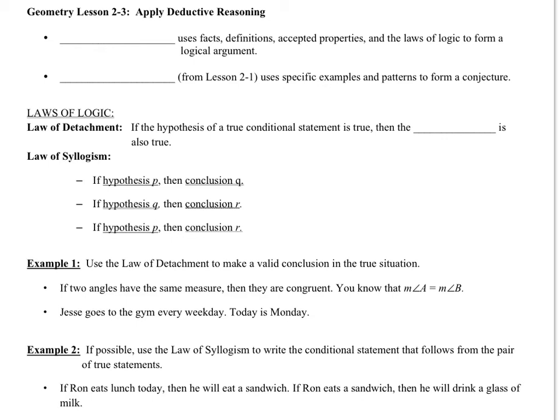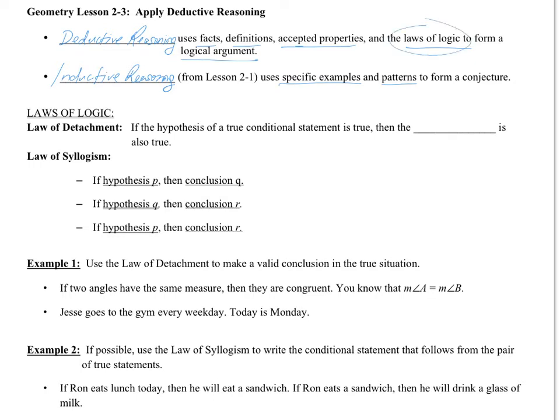2.3, Apply Deductive Reasoning. So for deductive reasoning, it involves using facts, definitions, and accepted properties and the laws of logic to form a logical argument. Versus inductive reasoning, which we learned in 2.1, it uses some specific examples, patterns, to form a conjecture.